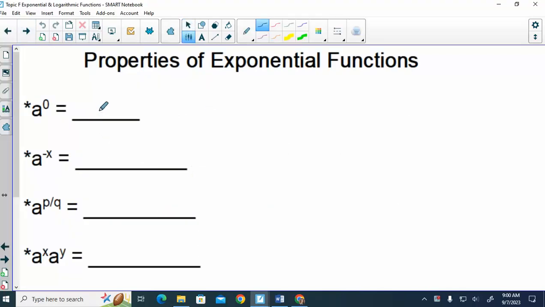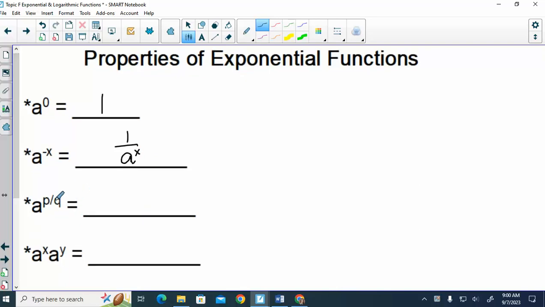What is anything to the 0 power? What does a negative power do? It flips it. So if it's on top, it moves to the bottom. If you have a fraction for a power, what does that mean? So when you make your root, the denominator is your index, and the numerator is just your exponent.